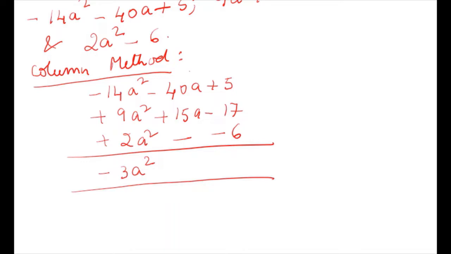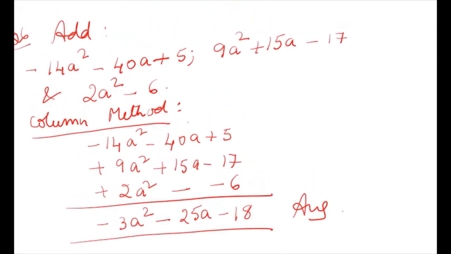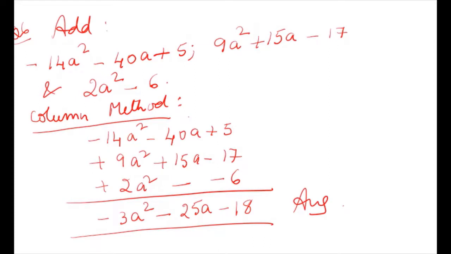Okay, then you have minus 40a and plus 15a, so you will get minus 25a. Then you have plus 5 and minus 6 will give you minus 1. Minus 1 and minus 17 will give you minus 18. Okay, now we will do this in horizontal method.